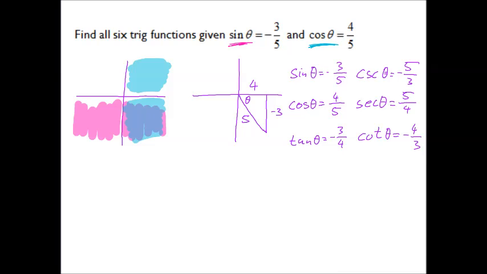The cosecant of theta is negative 5 over 3. The secant of theta is 5 over 4. And the cotangent of theta is negative 4 over 3.